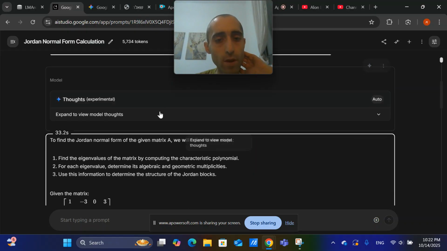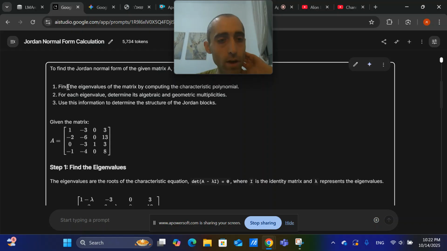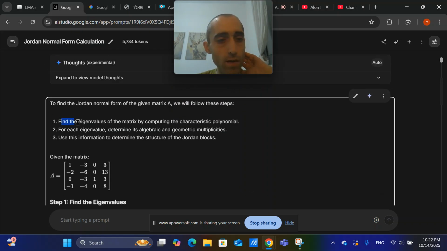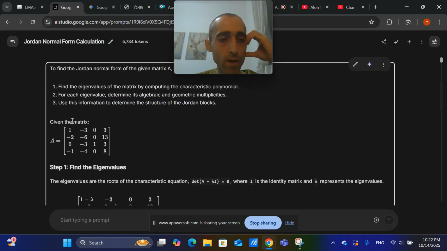So let's start. We start with the matrix, it's called A, and the step that we are going to take is finding the eigenvalues for the matrix through the characteristic polynomial. And after that, we will find the algebraic multiplicity and geometric multiplicity of each one of the eigenvalues. And then by that, we will be able to form the Jordan form. So here is the matrix.